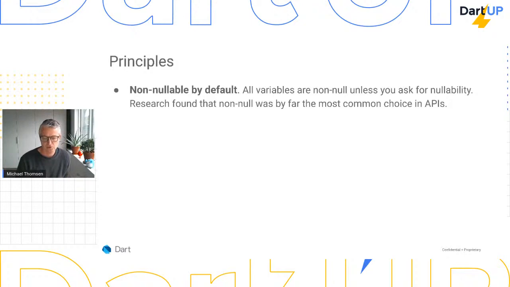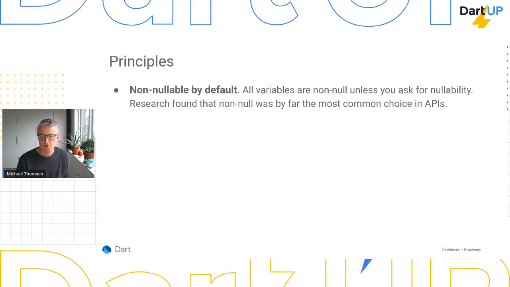And we think this is the right default because we looked at a bunch of APIs, we looked at some industry research, and it is by far the most common choice in APIs to have non-nullable variables. Of course, for some things it is quite useful to use nulls, and if so, then you can of course still choose to do nullable types, but it requires you selecting that type, and it is not the default.